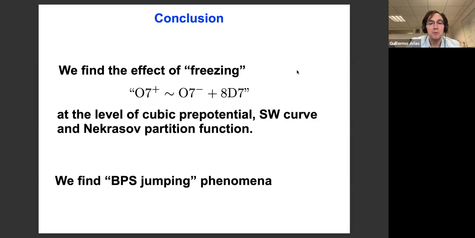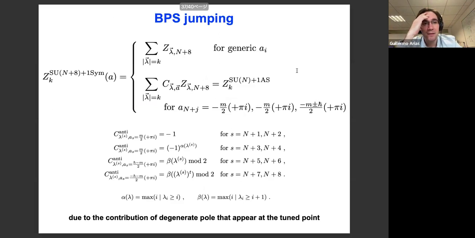So about this BPS jumping, do you have any understanding of how this comes about at the level of central charges, or a wall-crossing type of argument? Central charge, sorry, central charge means what? I'm thinking of the walls of marginal stability and wall-crossing phenomena in the BPS spectrum.